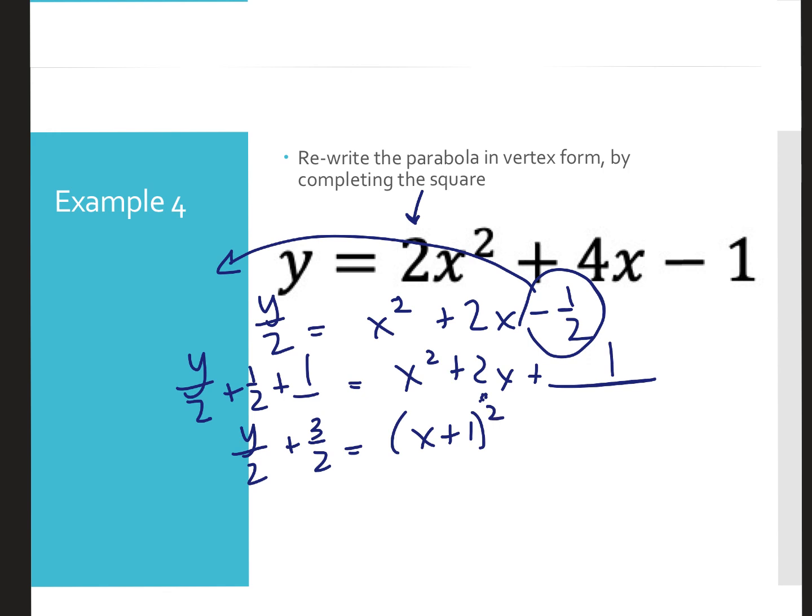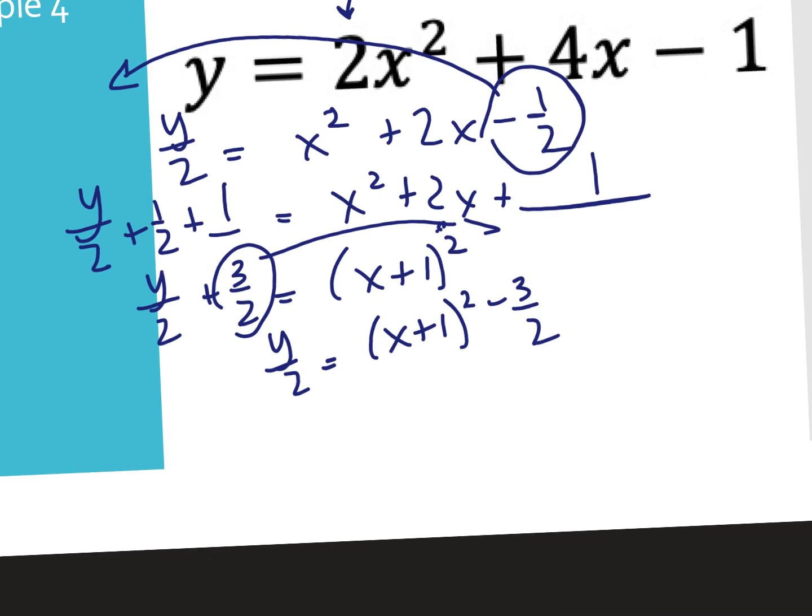Now I'm going to go ahead and move this 3/2 back to the other side. x plus 1 squared minus 3/2. And then lastly, I need to fraction bust. I'm going to multiply everything by 2 so that cancels. Here I get 2 times x plus 1 squared, and here the 2's cancel, minus 3.